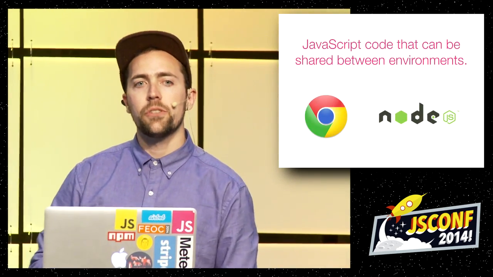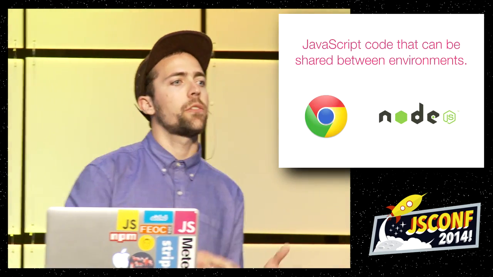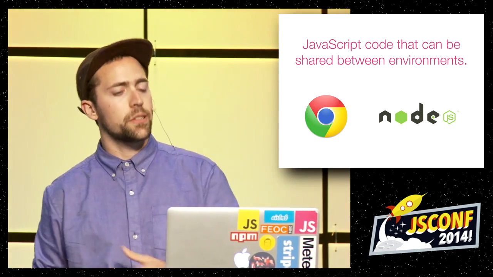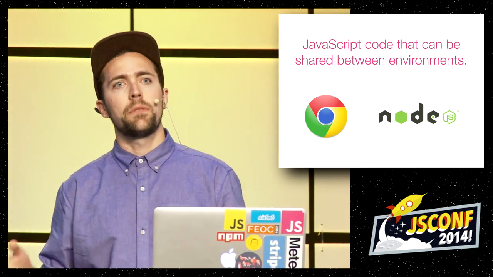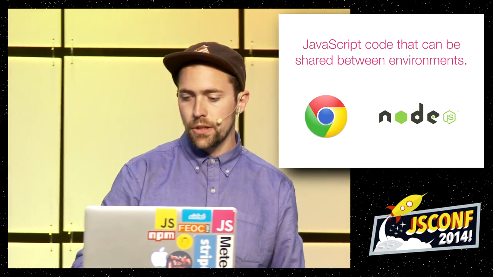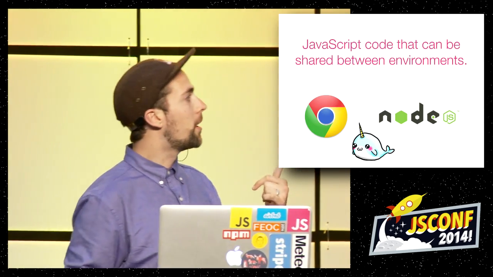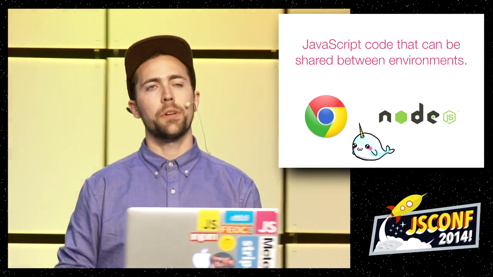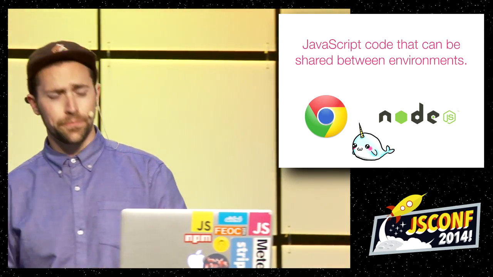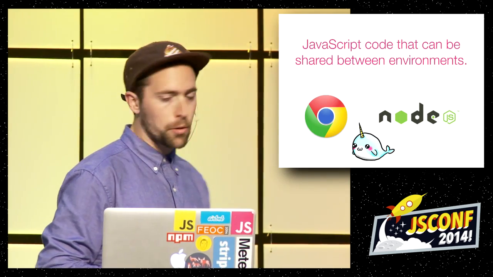So I'm mostly interested in the client and the server. I'm a web engineer, so sharing code between the web browser and something like Node.js. But as we've seen in the last few days, there's a million different JavaScript environments these days, JavaScript runtimes. So you can imagine also something like Narwhal, sharing code with Narwhal. You guys have heard of Narwhal? It's the new Java 8 JavaScript runtime. It's a successor to Rhino. Just to note, there's not actually an official Narwhal logo, so I thought that was appropriate.